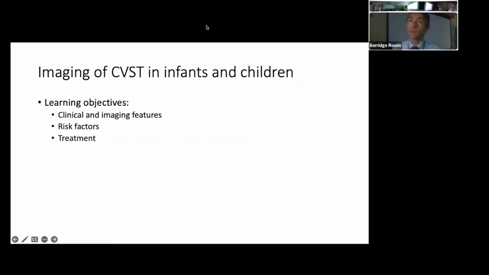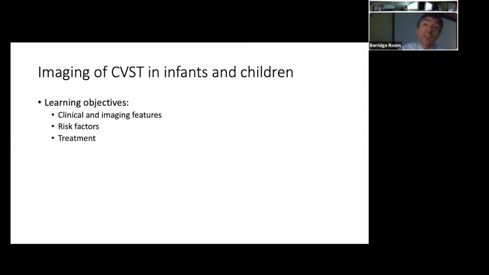There we go. Okay, so just to set some objectives for the talk this evening, I'm aiming to go through the clinical and imaging features of cerebral venous sinus thrombosis. We'll talk a bit about the risk factors and treatment of venous sinus thrombosis, but that will be at the end of the talk.